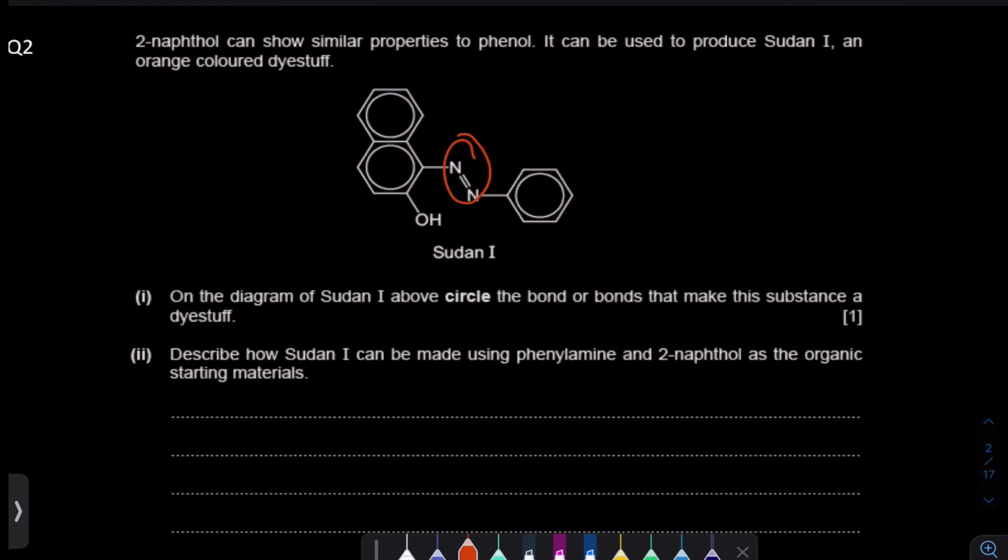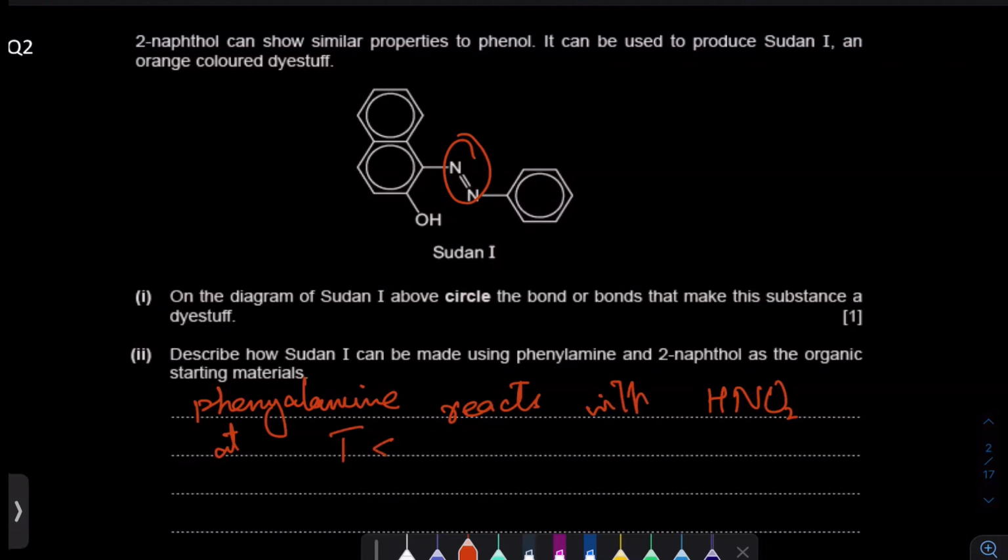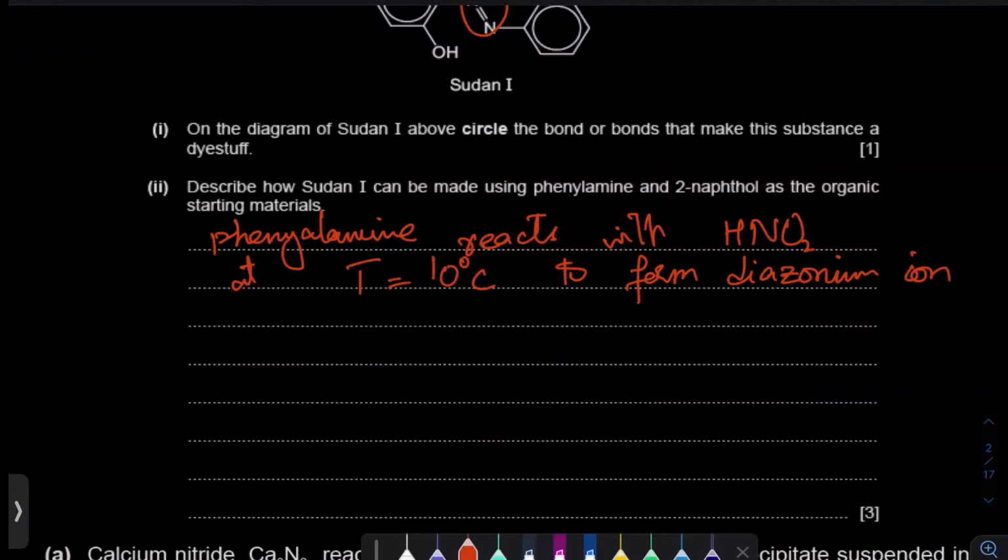तो वी विल स्टार्ट विद द phenylamine reacts with nitrous acid at temperature less than 5 degrees Celsius भी कर सकते हो, 10 degrees Celsius भी कर सकते हो. ठीक है, at cold temperature बोल दो, 10 बोल देते हैं चले, या 5 भी बोल सकते हो. ठीक है, to form the diazonium ion.